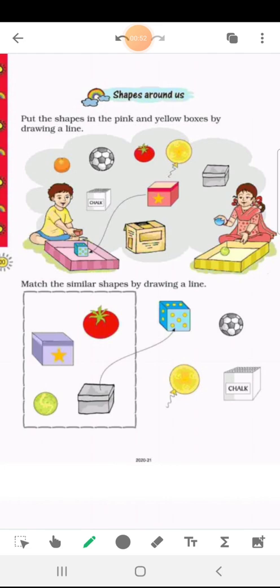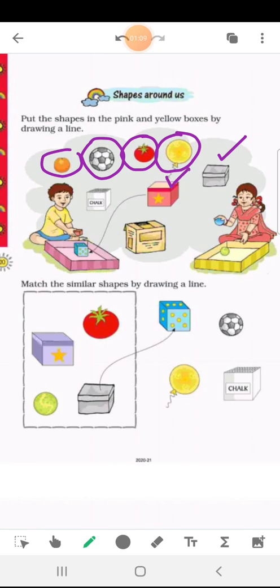Okay. See this one. This is a ball. This is, I think, an orange. This is a tomato. This is a balloon. Then this is a box. This is also a box. This is a chalk box. This is also a box. So we can see two types of shapes here.